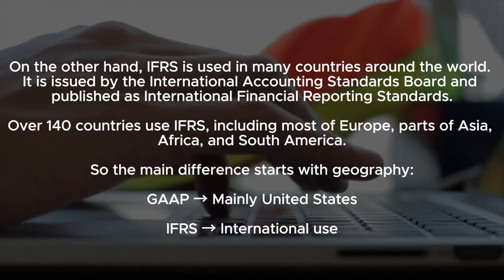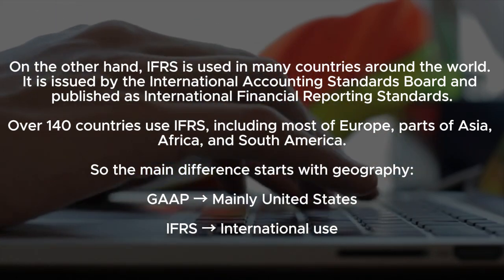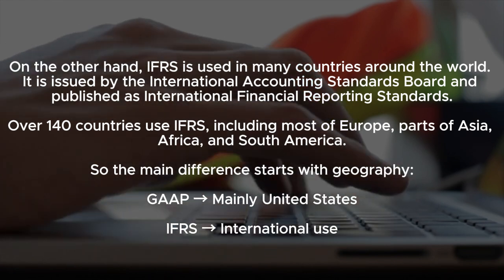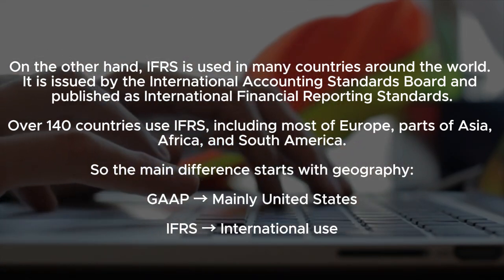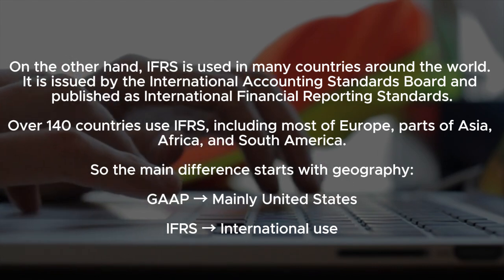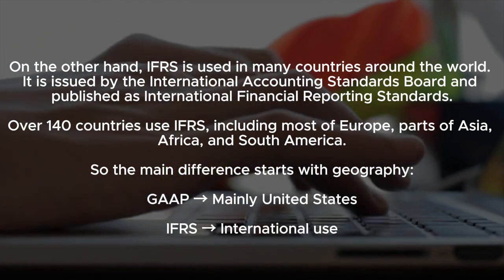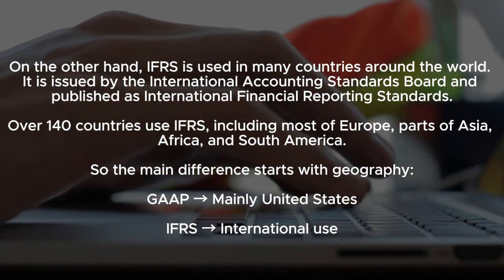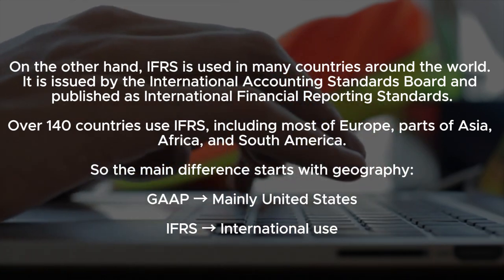On the other hand, IFRS is used in many countries around the world. It is issued by the International Accounting Standards Board and published as International Financial Reporting Standards. Over 140 countries use IFRS, including most of Europe, parts of Asia, Africa, and South America. So the main difference starts with geography. GAAP, mainly United States. IFRS, international use.